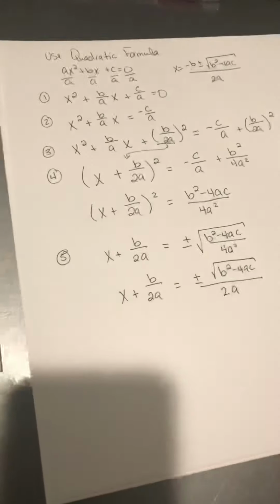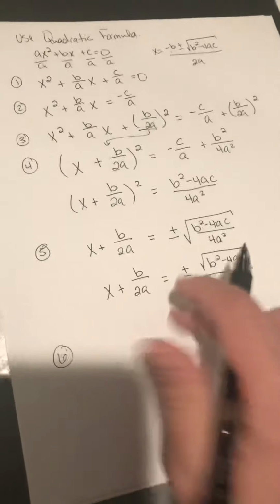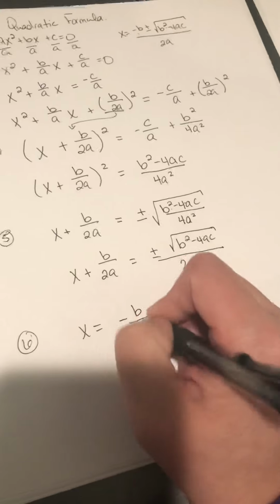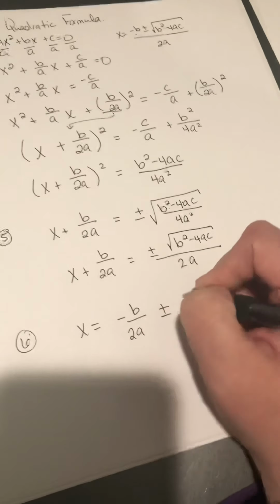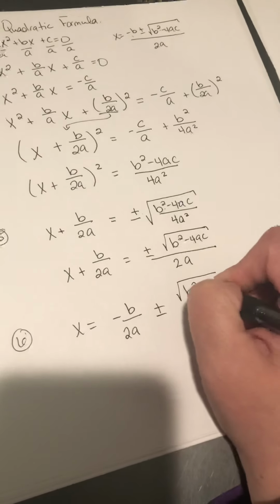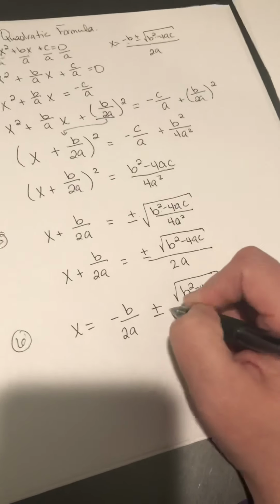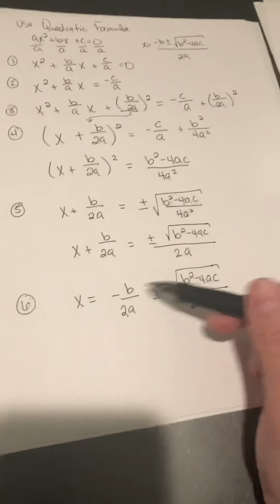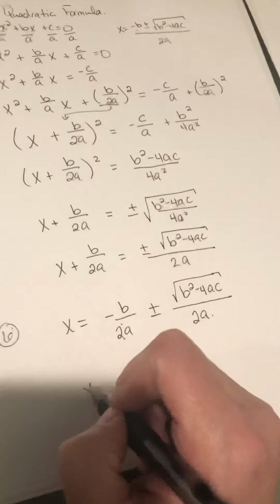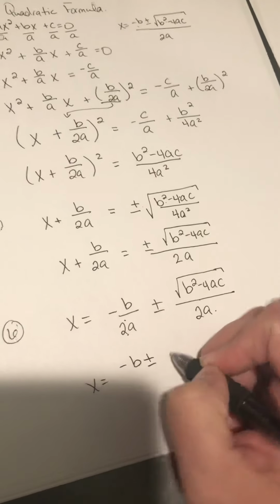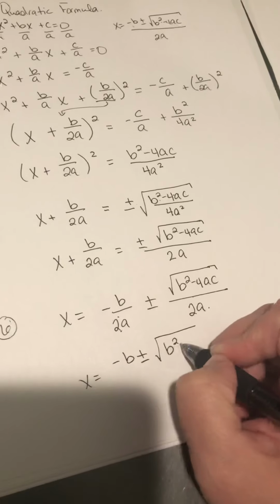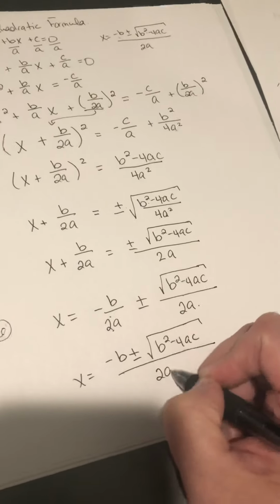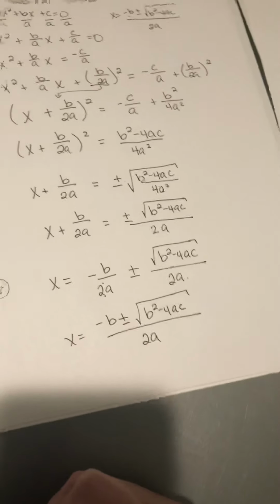Okay, so step 6 is subtract this over, so I've got x is equal to negative b over 2a plus or minus the square root of b squared minus 4ac divided by 2a. Well, they have a common denominator, so I can write them as one thing. And there's your quadratic formula.